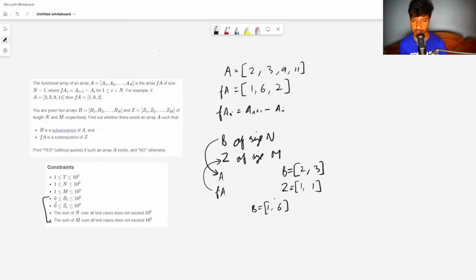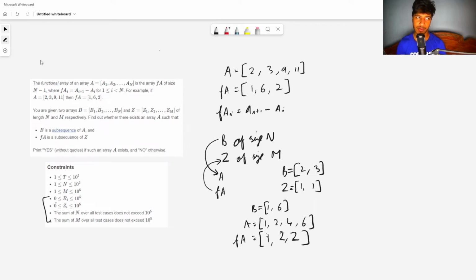So one thing we can see is that A will be equal to, let's say, 1, 2, 4, 6, right? What will f of A look like? Let's calculate f of A for this A, right? It will be 2 minus 1, 1, 4 minus 2, 2, 6 minus 4, 2, right? This is our f of A. Try to add these elements. What is 6 minus 1? 5. What is the sum of all the elements here? 5, right?